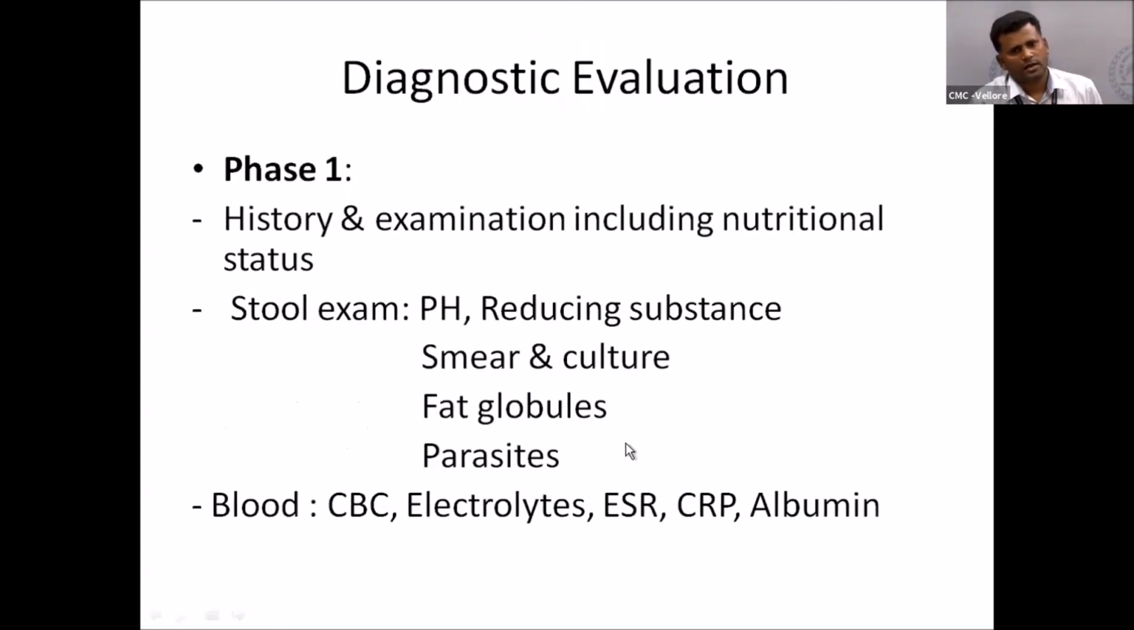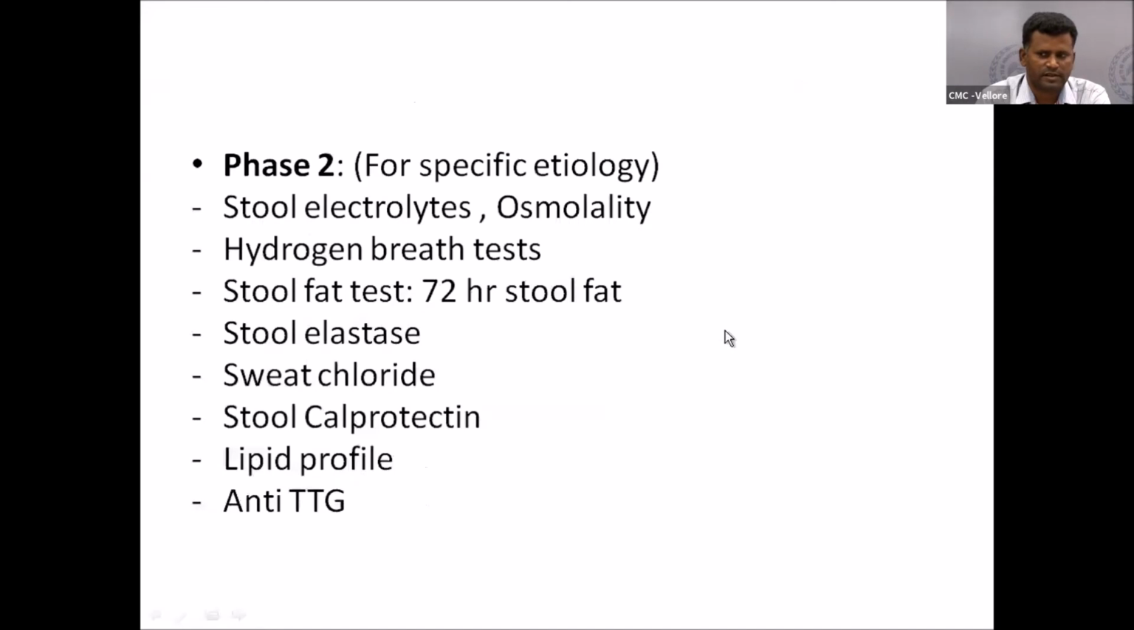So I think everybody is following this. Coming to the diagnostic evaluation, the main thing is history and examination, including the nutritional status, which is very important in children with chronic diarrhea. The first, basic evaluation should be stool reducing substance, smear and culture of the stools, stool fat globules and stool parasites. And we should also look for anemia, electrolyte imbalance and inflammatory markers like ESR, CRP. Albumin will be mostly affected if it's a chronic problem, so we have to do an albumin as well.